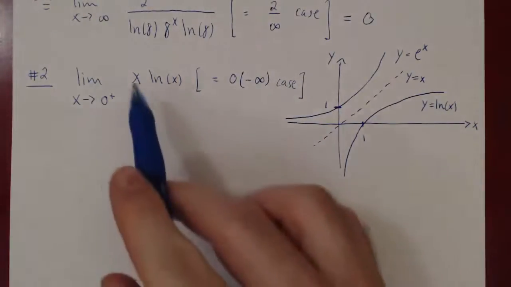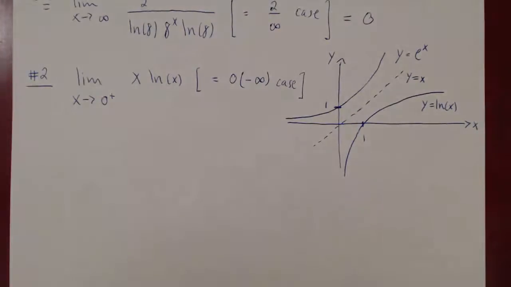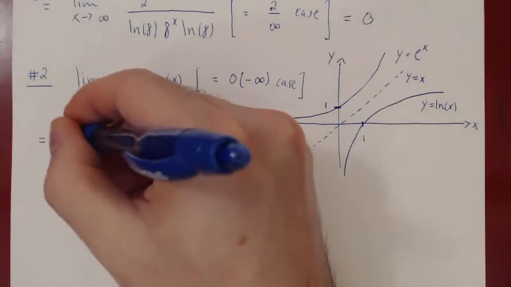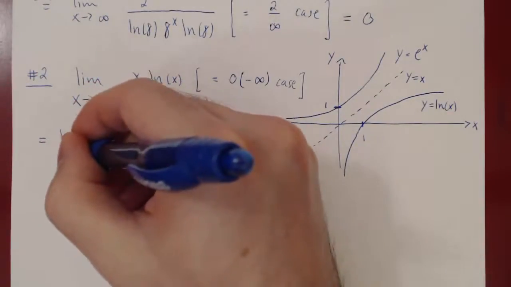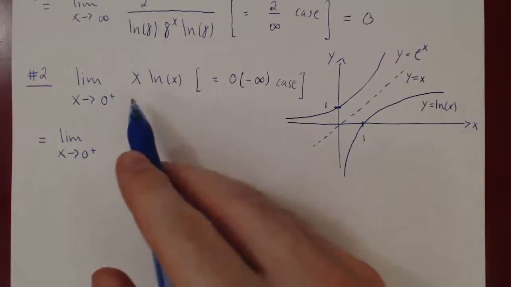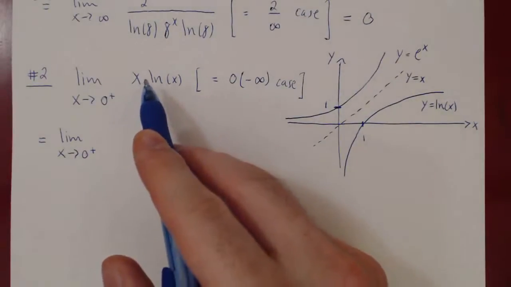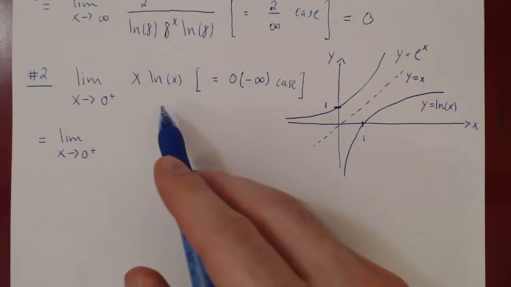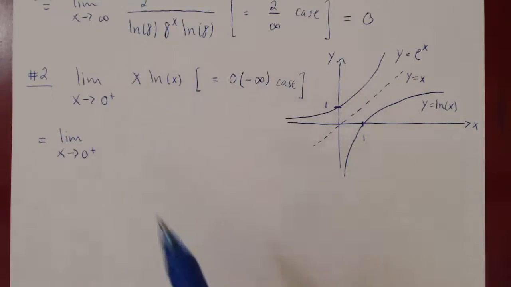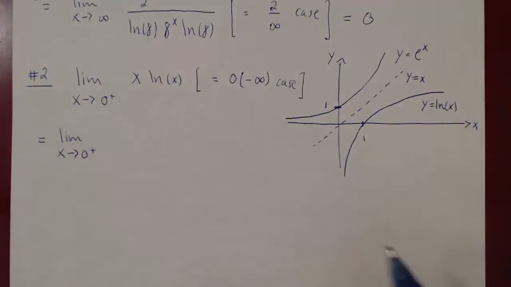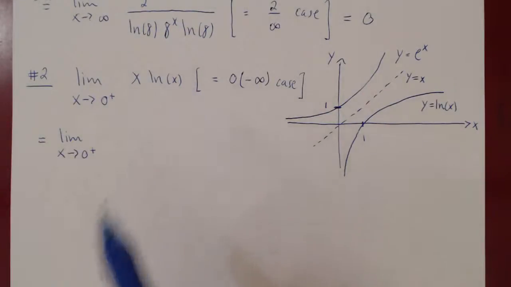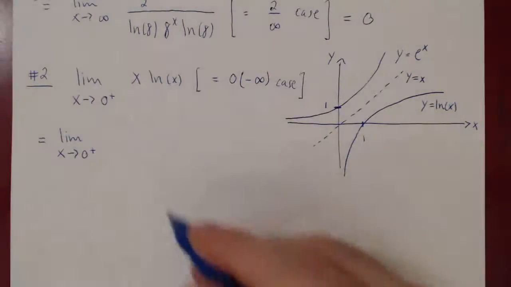So as this stands, we cannot use L'Hopital's rule. The question is, how can we tweak the expression so as to allow us the use of L'Hopital's rule? Well, here we have two options. Which term do we send down? Do we send x down as a 1 over x? Or do we send ln of x down as a 1 over ln of x? The rule of thumb is, never send a logarithmic function to the denominator. Always leave it on top.